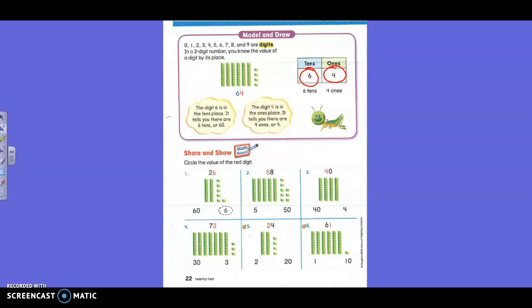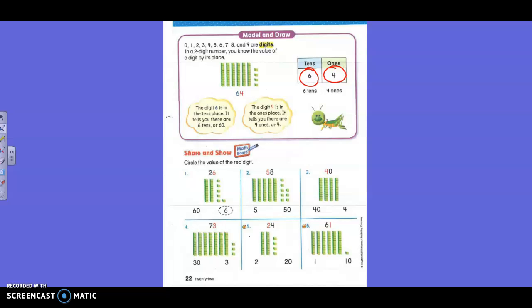All right, boys and girls, for share and show, they want you to circle the value of the red digit. Sometimes that red digit will be in the ones place. Sometimes that red digit will be in the tens place. You have to circle which one of those it is.